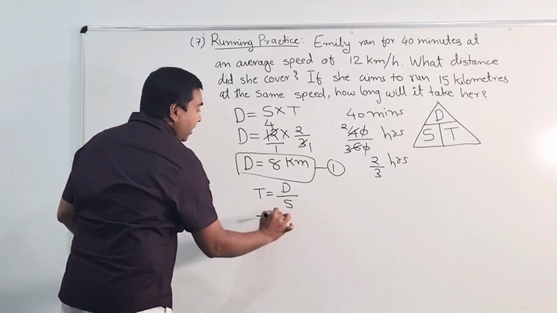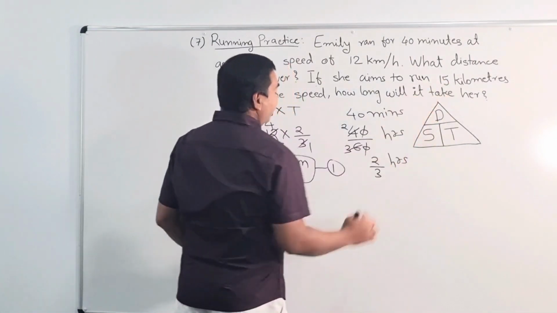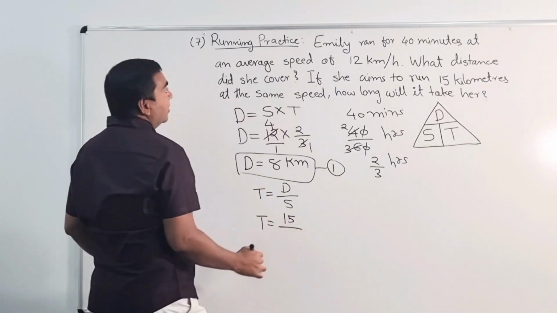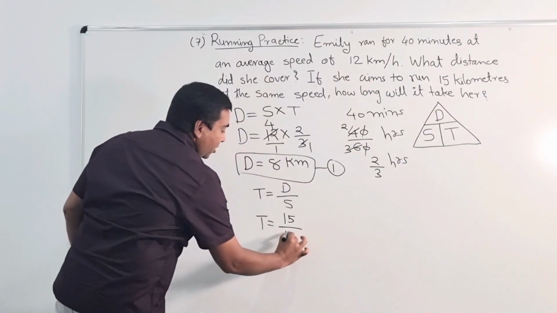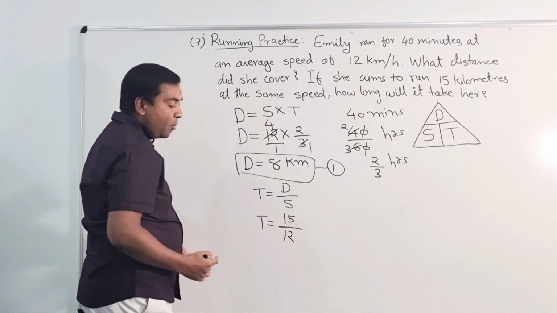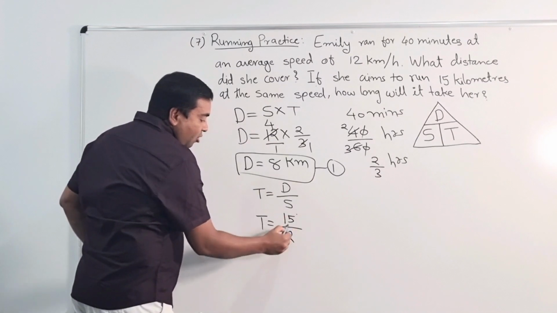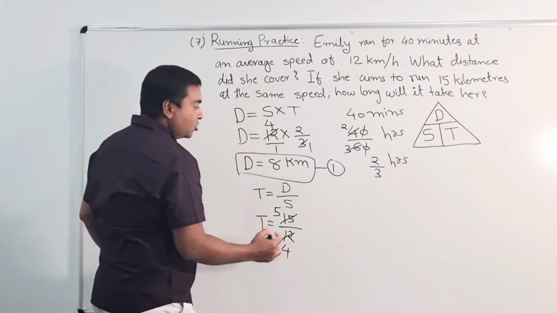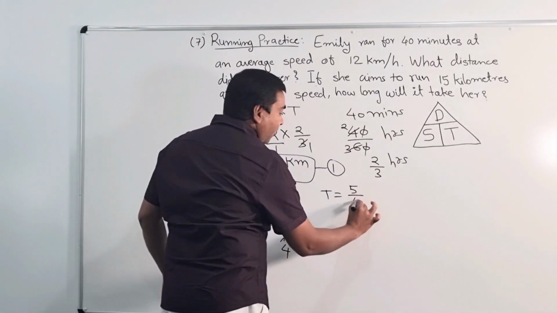So what is the distance? The distance is 15 kilometers. So I can put down 15. What is the speed? The speed is the same, which is 12 kilometers per hour. So I can just put down 12 here. And now, if there's anything common, I can just cut that down. So that is going to be 3 common. 3 5s are 15 and 3 4s are 12. So my time is going to be 5 over 4.